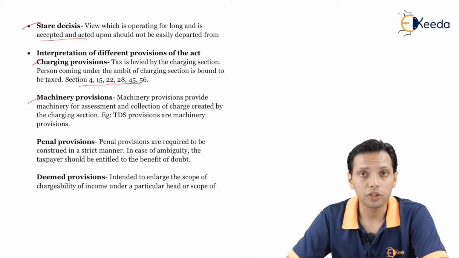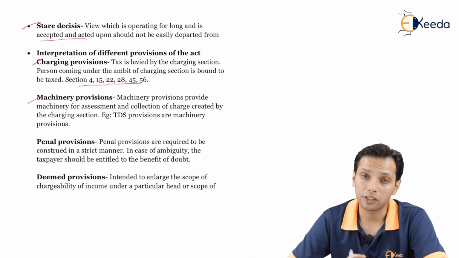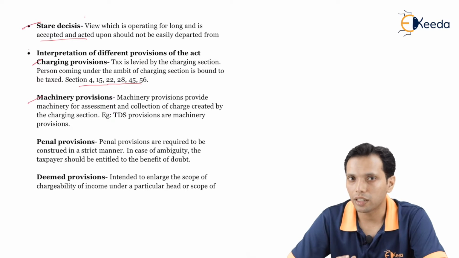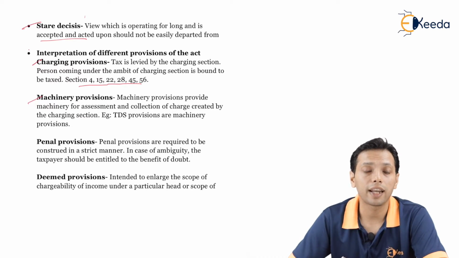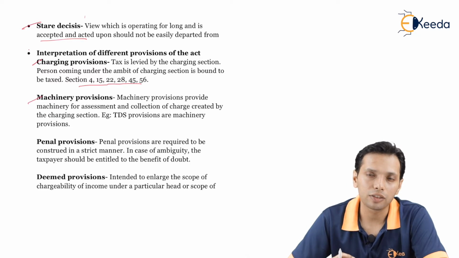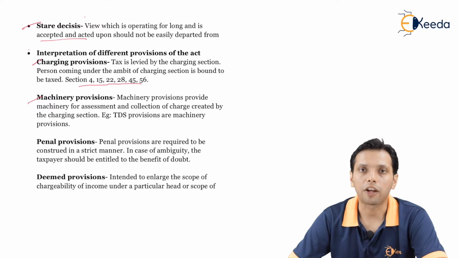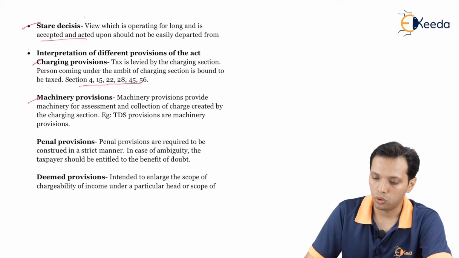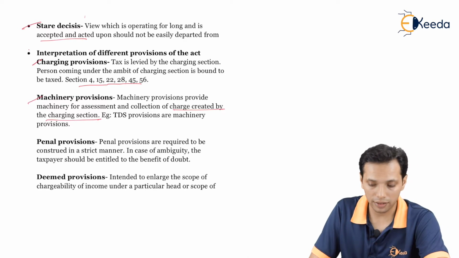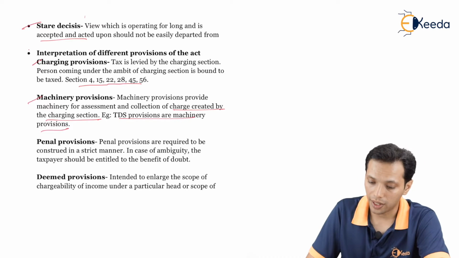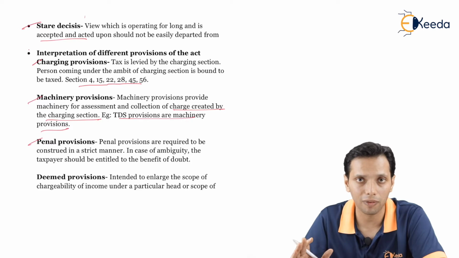Second is machinery provisions. Machinery provisions work on the instruction of the charging section. So as per section 15, income of salary is taxable in the hands of the assessee, in the hands of the employee. Then the machinery provision says that as per section 192, TDS on salary is supposed to be deducted by the employer. So the charging section is section 15, and the machinery provision, which is acting on the instruction of the charging section, is section 192. Machinery provisions provide for machinery for assessment and collection of the charge created by the charging section. For example, TDS provisions are machinery provisions.